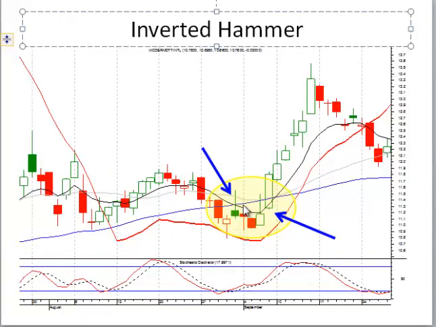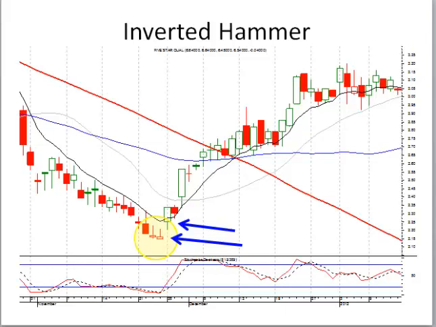Inverted hammer, not confirmed the next day. Inverted hammer, confirmed the next day. Candlestick analysis provides very simple rules to keep you out of bad trades and get you into good trades. And it's mostly based on how they open after a candlestick reversal signal.